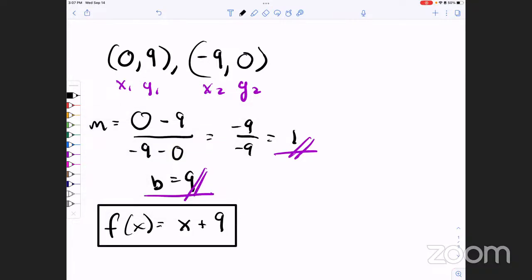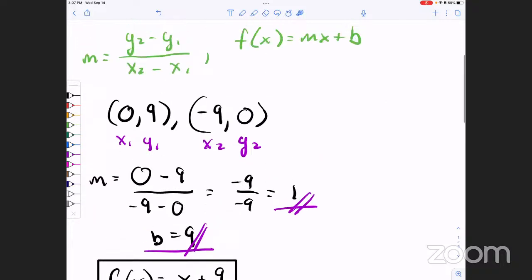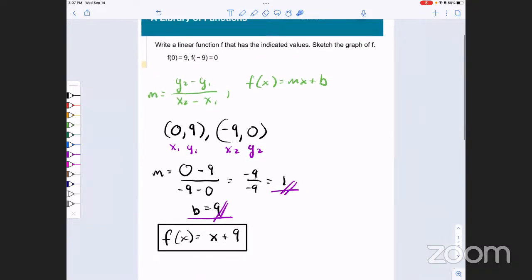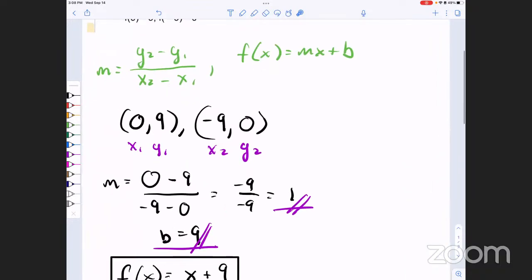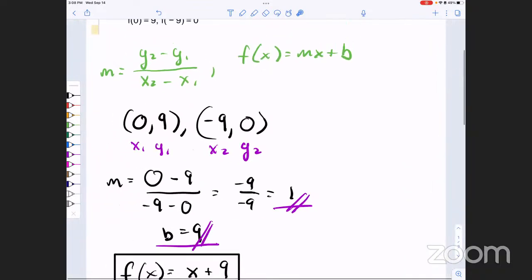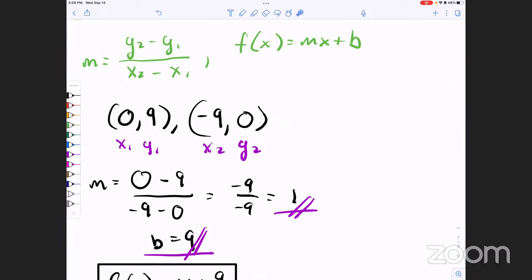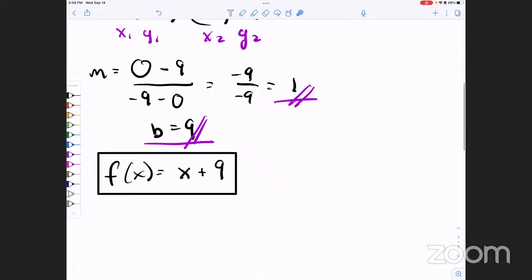Okay. And then it's a good idea to confirm that our original information works in our model. So when x is 0, notice that the corresponding y is 9. When x is -9, the corresponding y is 0. So we got x plus 9.